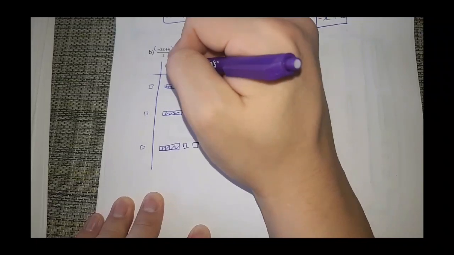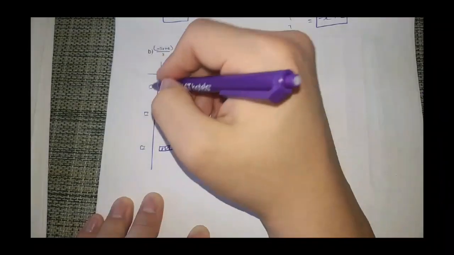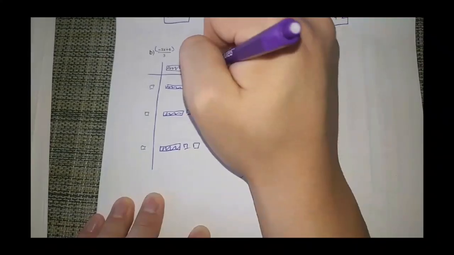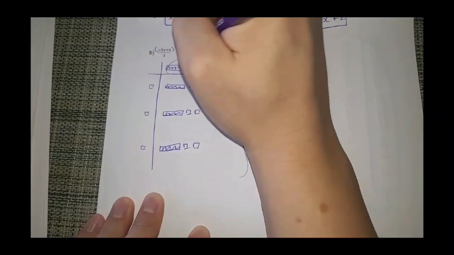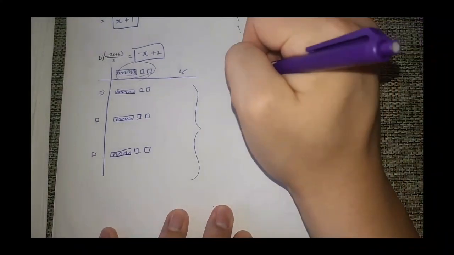Now our job is finding out the horizontal. Color and non-color give you non-color. So positive and negative give you negative. Positive and positive give you positive. So long story short, that give you negative x plus 2. Last example.